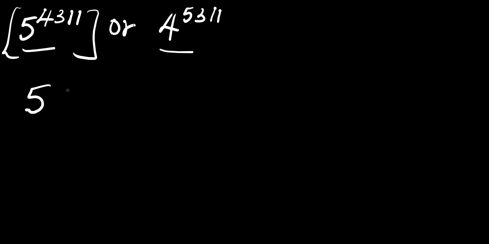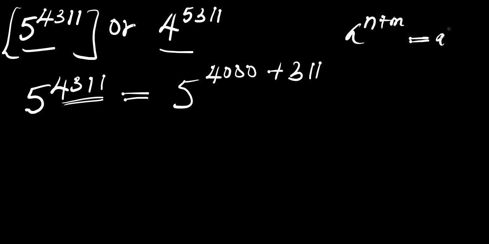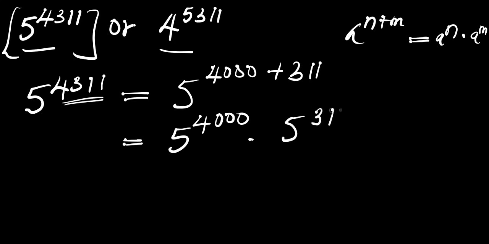We have 5 raised to the power of 4311, and we can write it as 5 raised to the power of 4000 plus 311. Now, the next thing we are going to do is apply the index rule that says a power n plus m equals a power n times a power m. So that means we are going to have 5 power 4000 times 5 power 311.